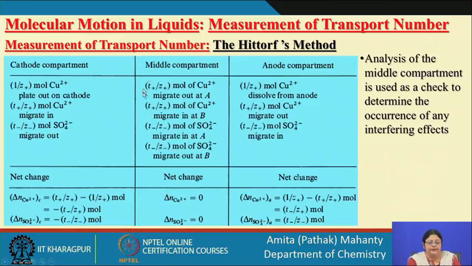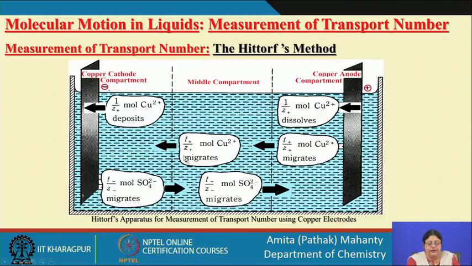So, what should happen in the middle compartment? In the middle compartment, if you look at this, what is happening? These many 1 by Z plus, the cation which is migrated, into the fraction of the current carried by the cation, that is the transport number of the cation, T plus into 1 by Z plus moles of copper will migrate from the anode to the cathode, passing through this place.